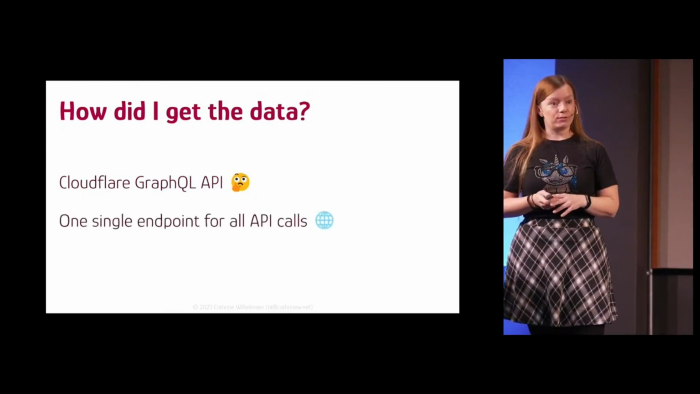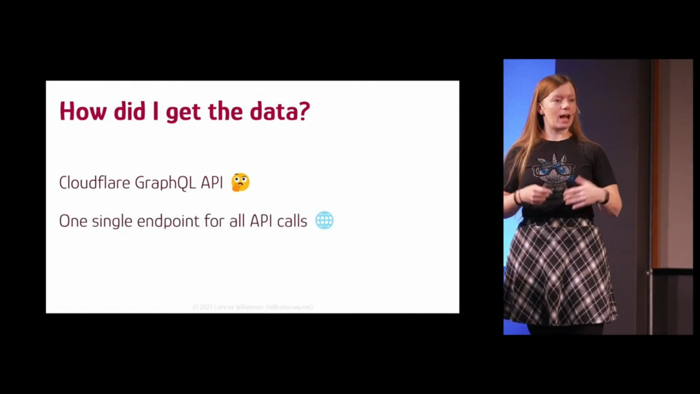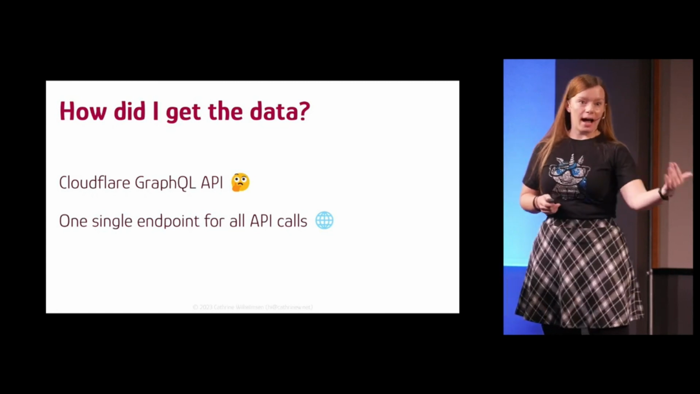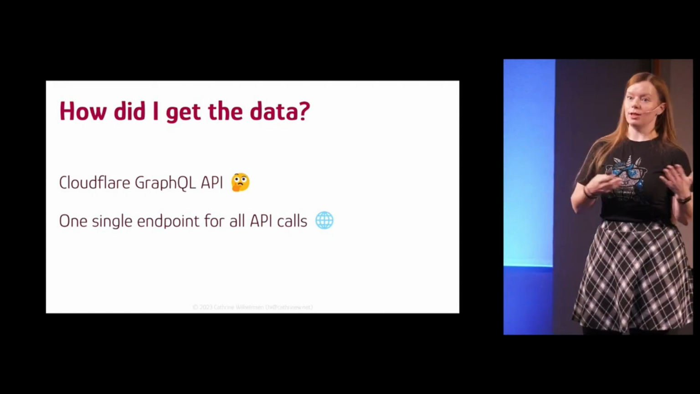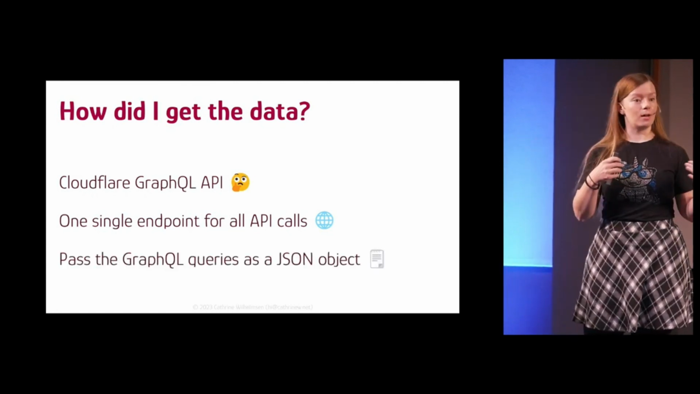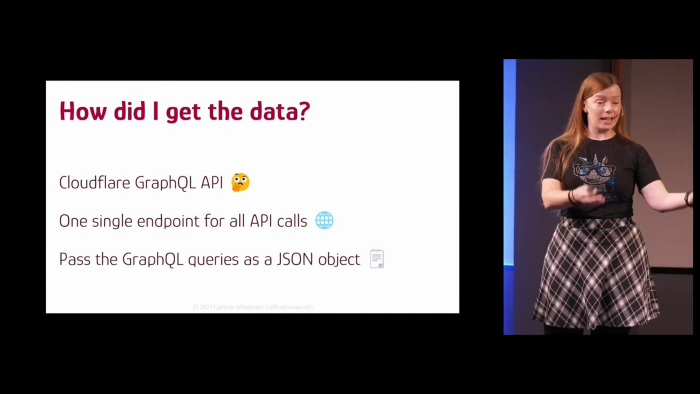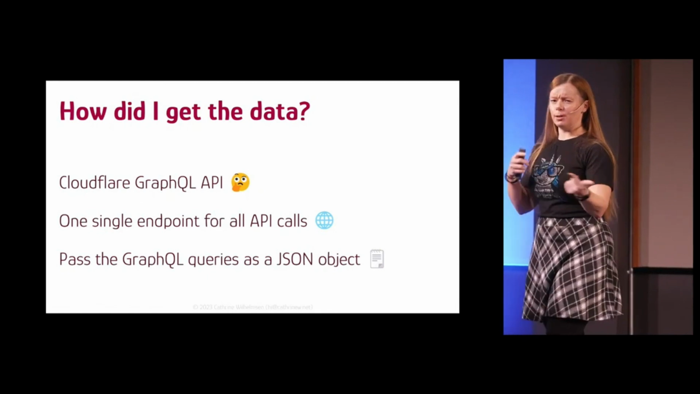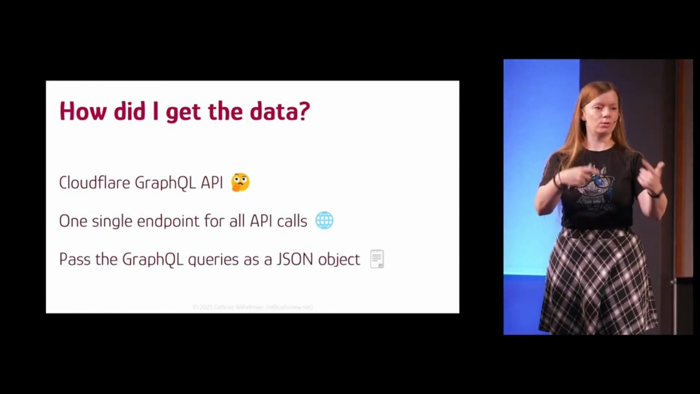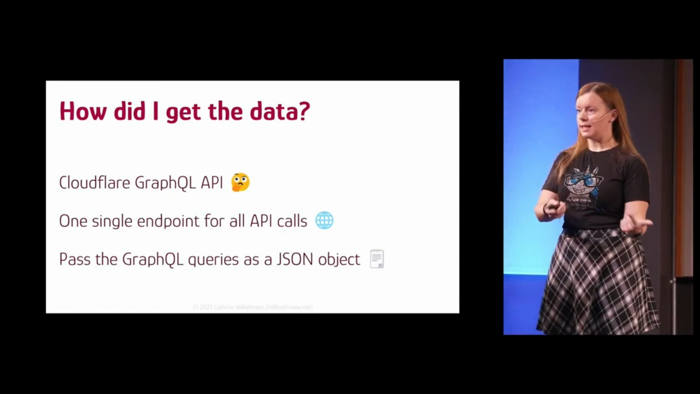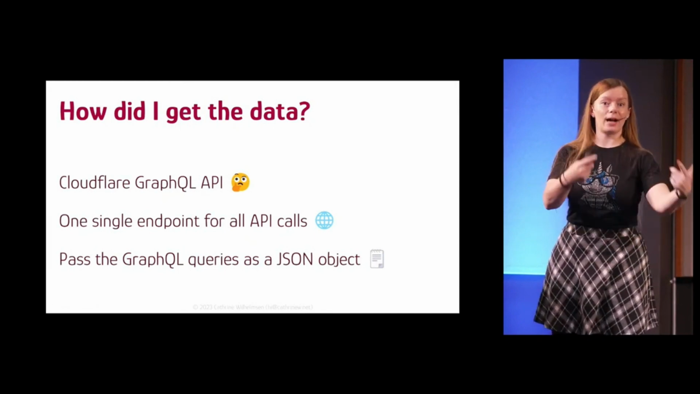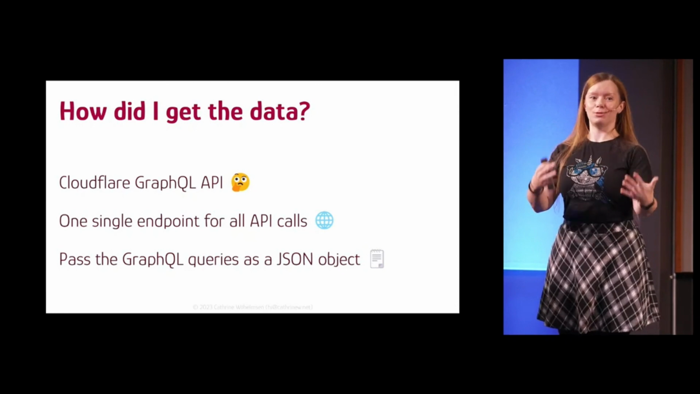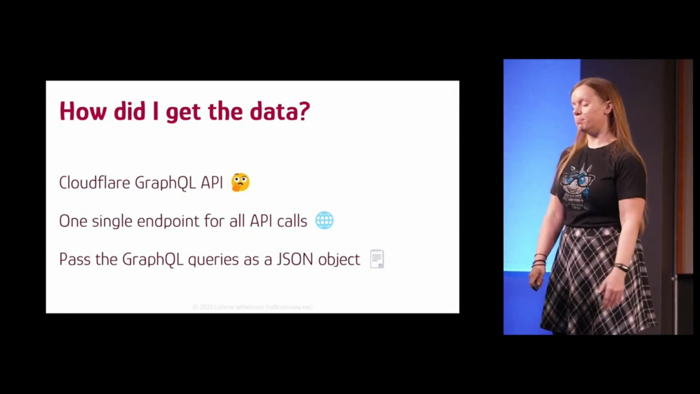And the thing with Cloudflare, or GraphQL, is that you have one single endpoint for all your API calls, and then you pass in the query and the results that you want back into the API call as a JSON object. So for me, most of the work here was trying to figure out how do I build this query to get the data that I want, and then how do I pass that in through whatever app I was using, and then how do I do that through Microsoft Fabric.